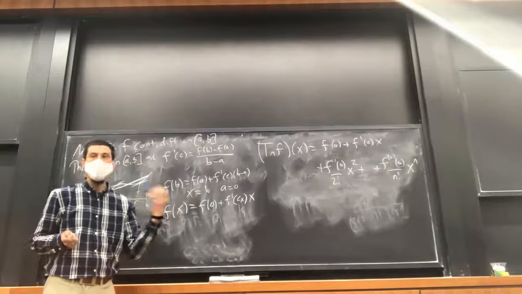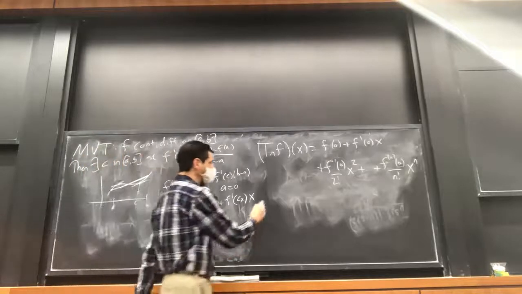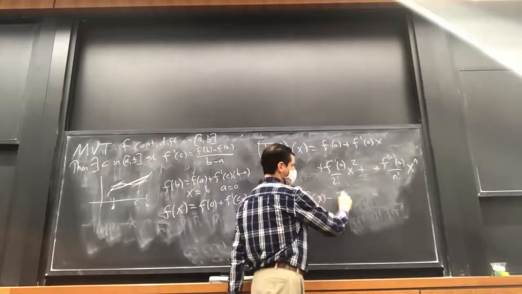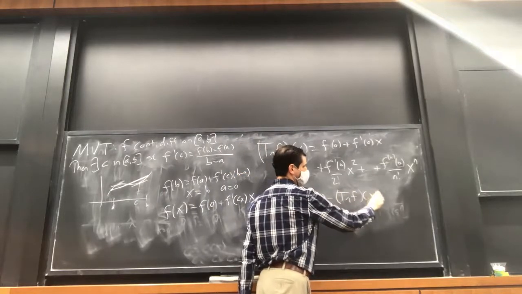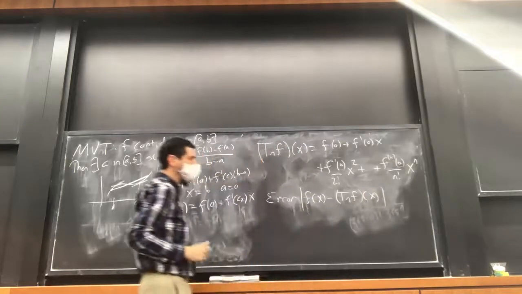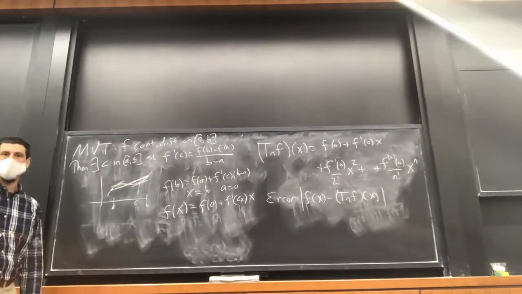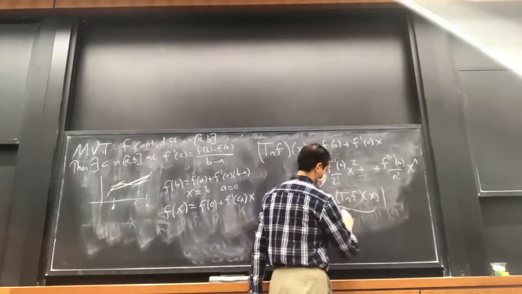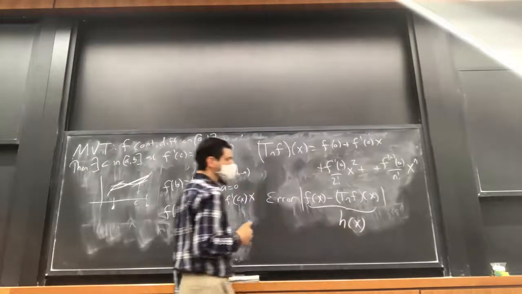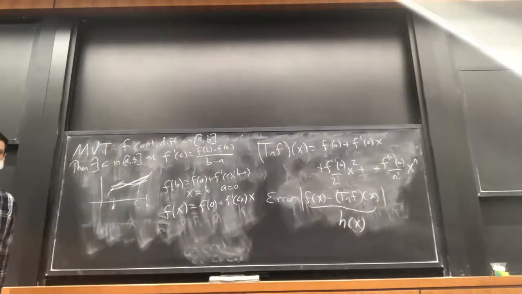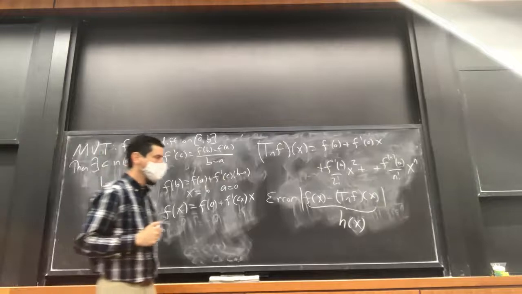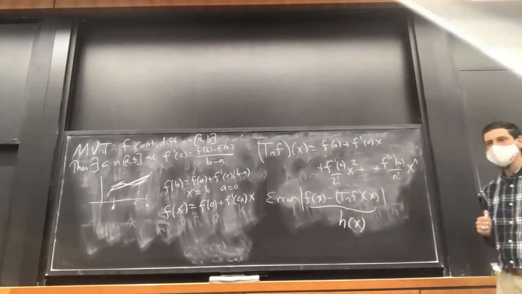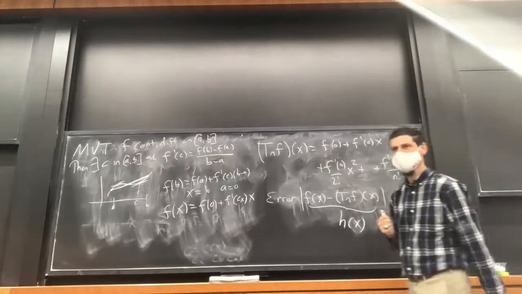And we want to understand how good of a job this does. What is the error? The error is f of x minus T n of x. And we want to understand how large that error can be. So let's call this function h of x, and we want to study how large h of x can be. I claim there's one point where it's very easy to understand the error. What is that one special value of x where we know what the error is?